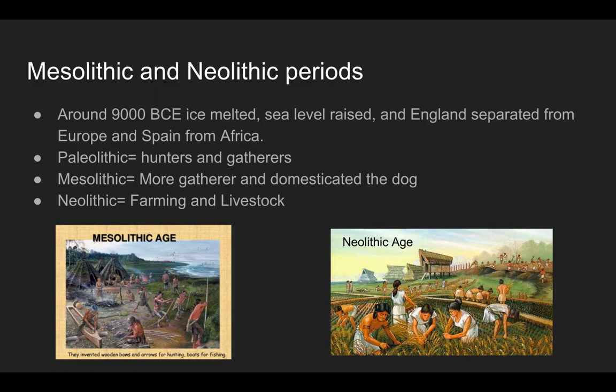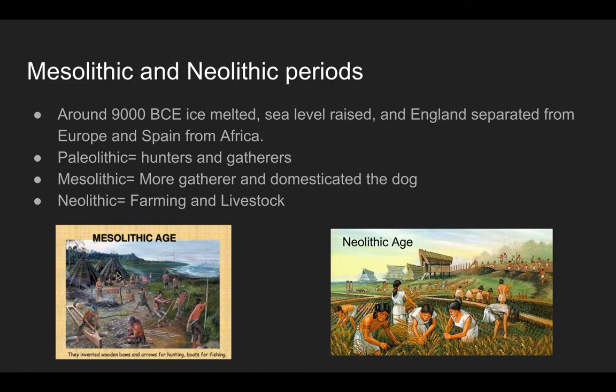So in the Paleolithic, we have hunters and gatherers, thus the cave paintings, lots of migration, lots of tools. We've got the Mesolithic period, which is, again, the Middle Age. There are more gatherers, and we see the coming of a domesticated dog. If you look over here at this image, this is like a Mesolithic image, more teepees, that sort of thing. They move around, huts like that.